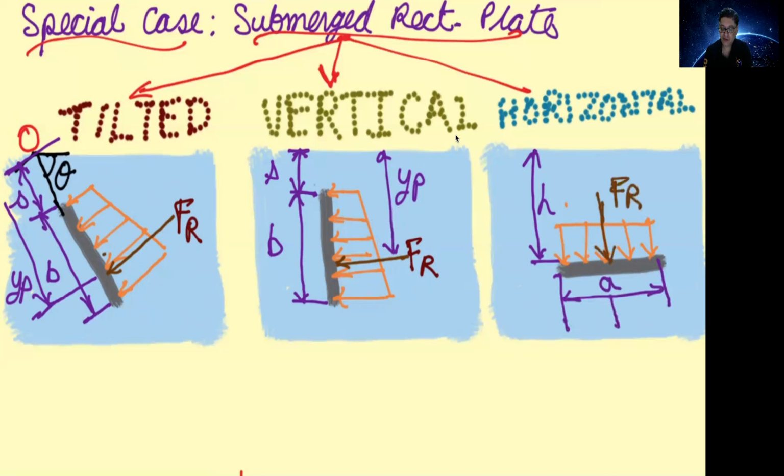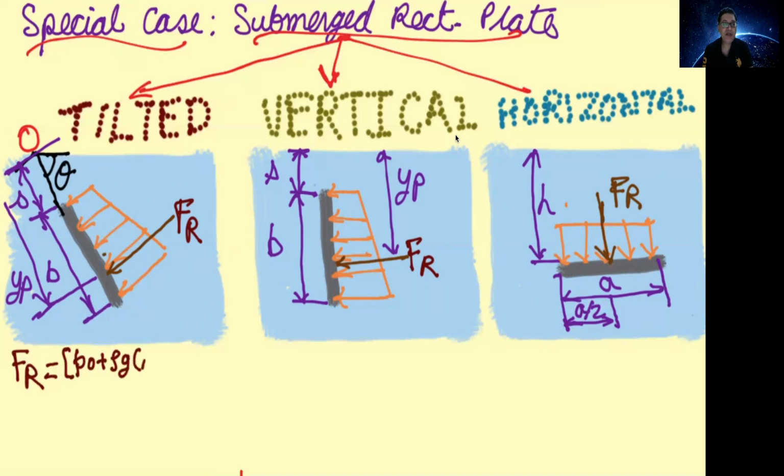In case of horizontal plate, this is the resultant hydrodynamic force, and in this case, for the tilted plate and vertical plate, note that the point of application of the resultant force is slightly below the y coordinate of the centroid. However, note that in case of horizontal plate, the point of location of this resultant force is midpoint, corresponding to A by 2, where A is the width of this horizontal plate.